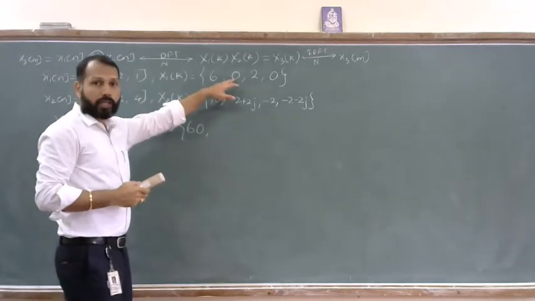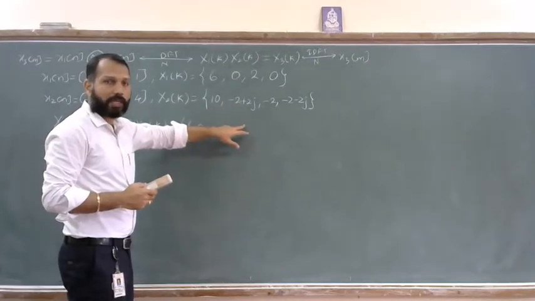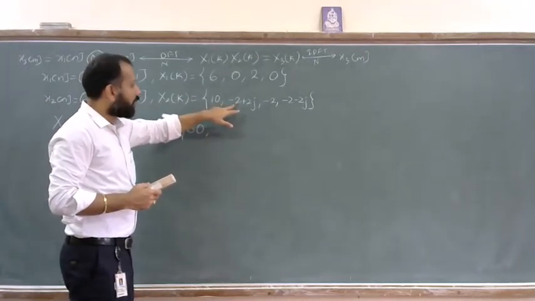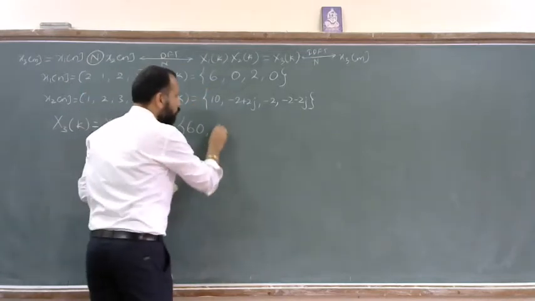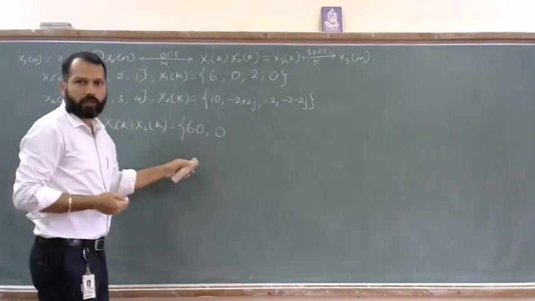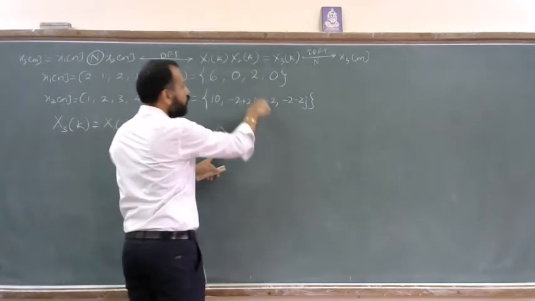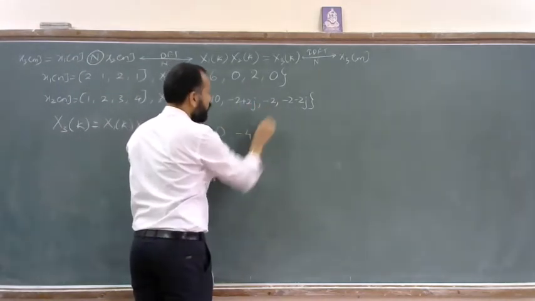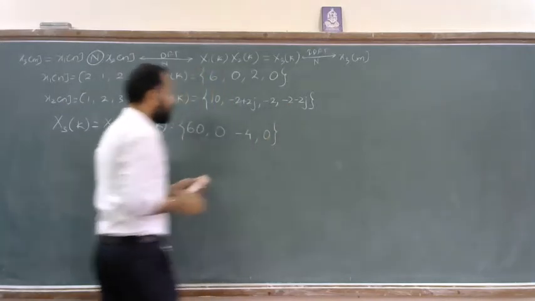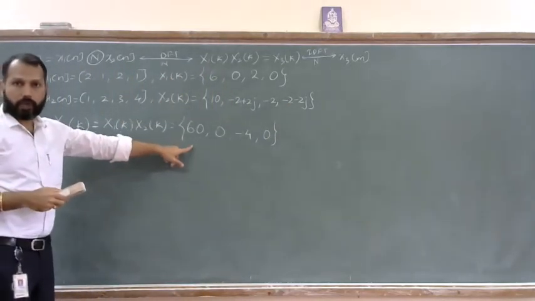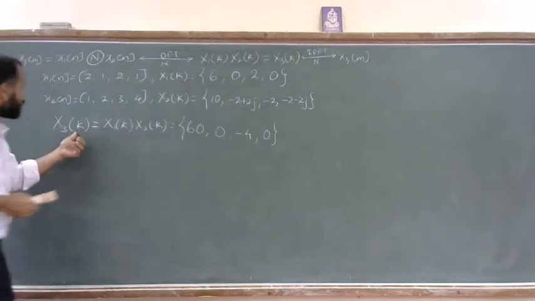The second DFT point in both of these DFTs will be multiplied. One of the DFTs is minus 2 plus 2j, another DFT is 0, so it will be 0. Minus 2 plus 2j multiplied by 0 will be 0. Next, 2 into minus 2, minus 4, and 0 into minus 2 minus 2j will be 0 again. So this is the product DFT, okay, which is X3 of k.